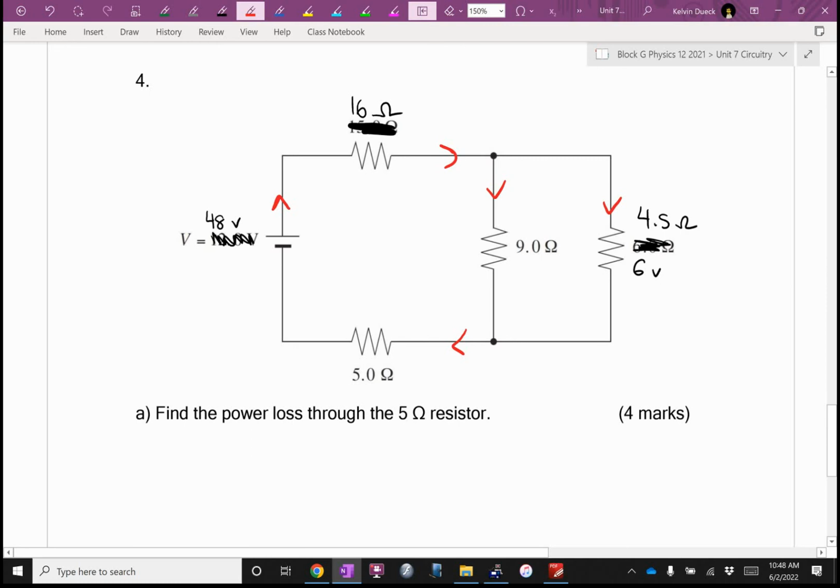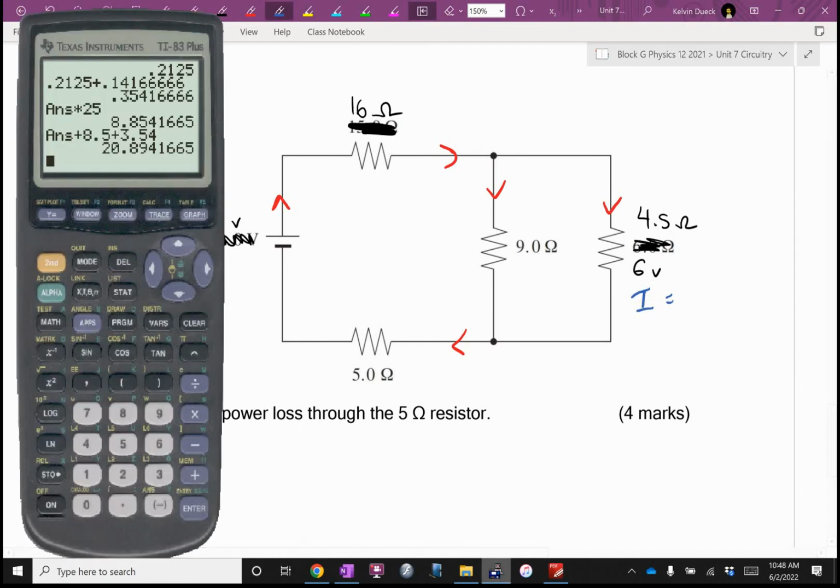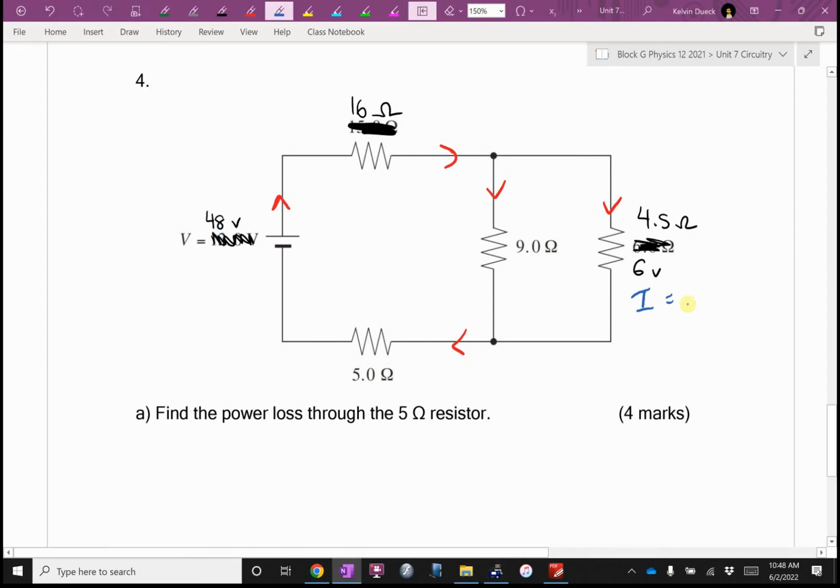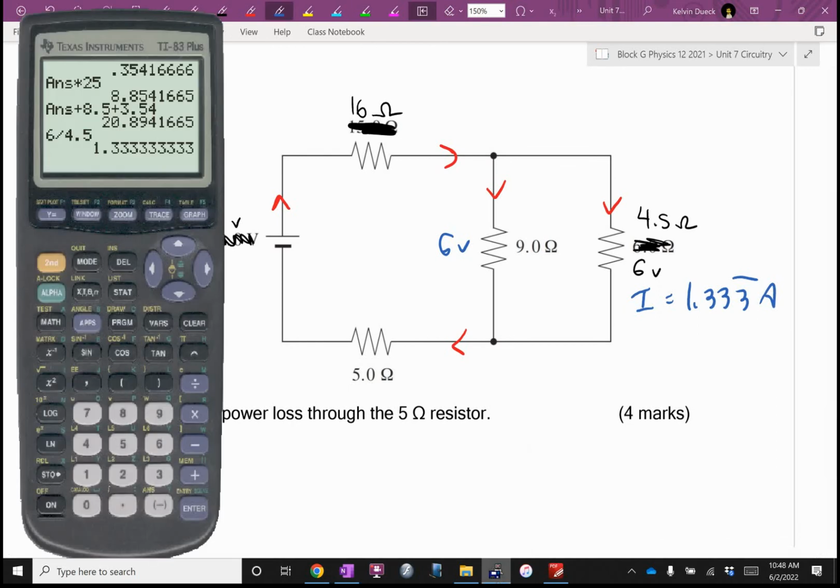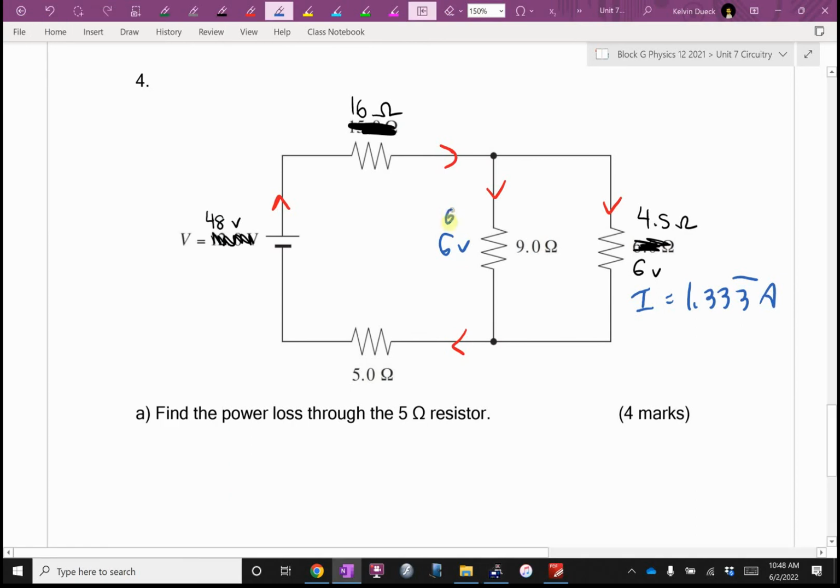In fact, I don't have amps anywhere. Do I know 2 things? Right here. So I can tell you the current is V over R. 6 divided by 4.5, 1.333 repeating amps. Oh, not only that, I know that this must be 6 volts. The current there is going to be 6 divided by 9, 0.6667 amps.